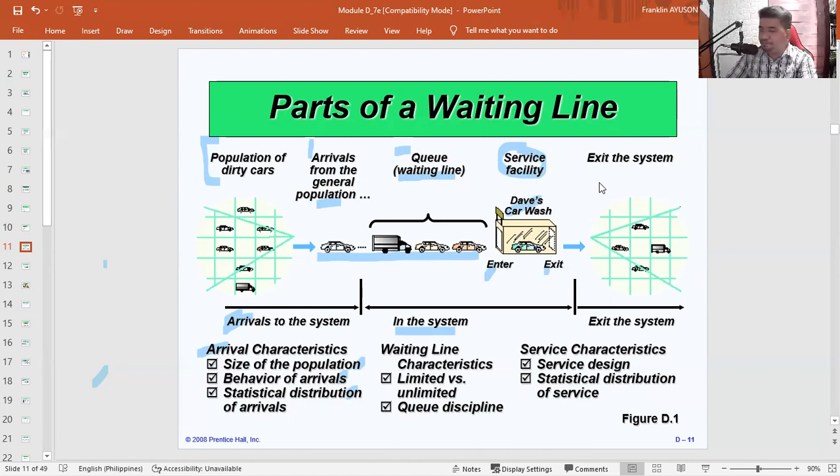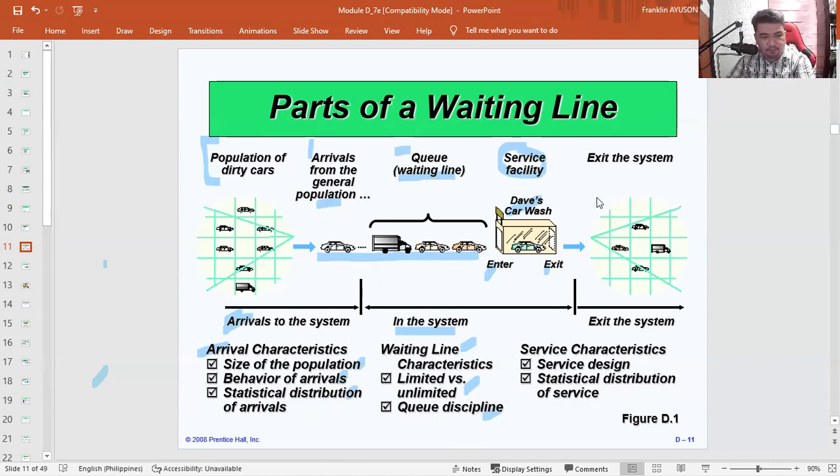Okay, and of course, finally, before that, we have to consider the waiting line characteristic, wherein there can be, let's say, limited or unlimited arrivals. If we have certainty on the number of population that we are expecting, or we are actually uncertain, we're just waiting for a queue. And finally, in terms of waiting line characteristic, yung queue discipline, which we'll try to appreciate more later.